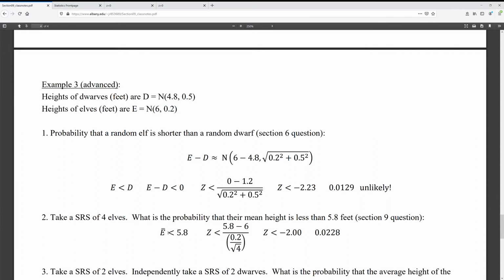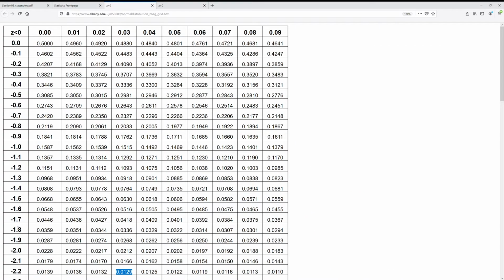So there it is, right? If you want to compare E bar to this number, then from that number you're going to subtract 6, and you're going to divide by E bar's standard deviation, 0.2 over the square root of 4. 0.2 divided by 2 is 0.1. Watch the order of operations. And in the end, that is -2, which we've done before, and recently it is 0.228.